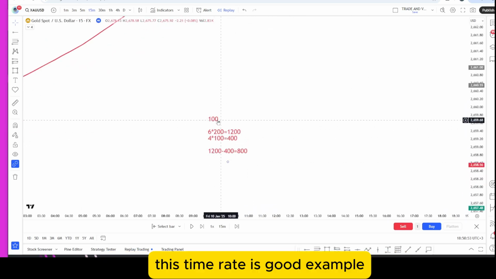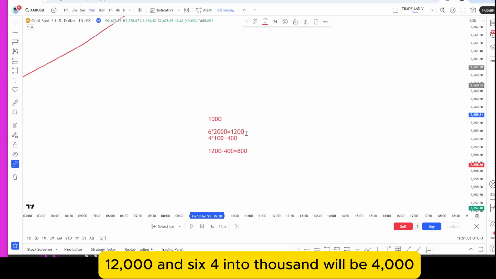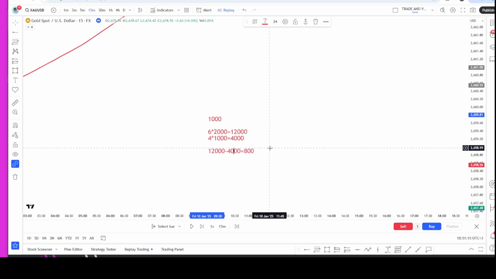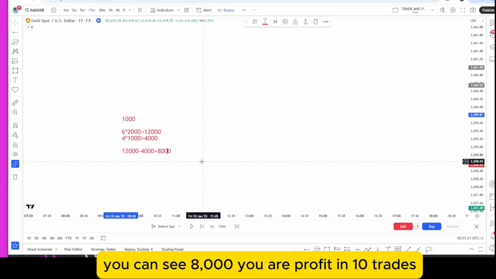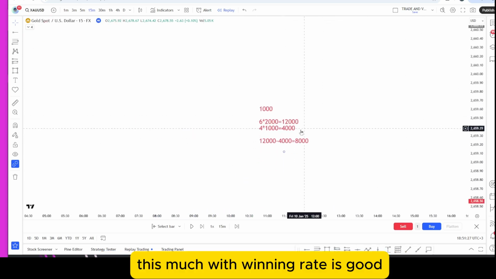That is good. For example, if you are risking 1000, what will happen? 6 times 2000 is 12,000, and 4 times 1000 will be 4000. 12,000 minus 4000, you are in a profit of 8,000. You can see 8,000 is your profit. In 10 trades, this much winning rate is good.